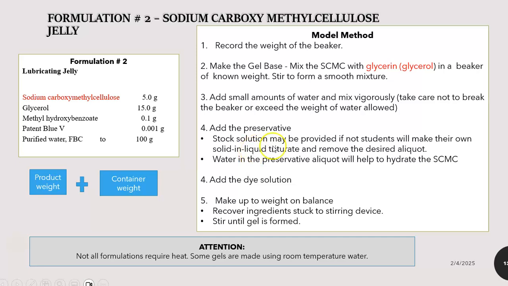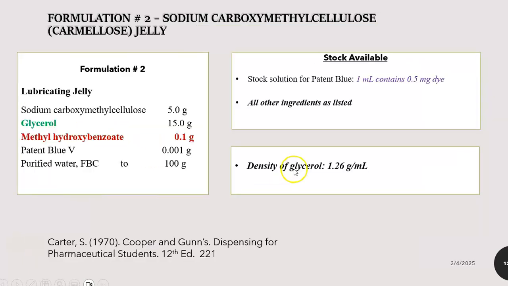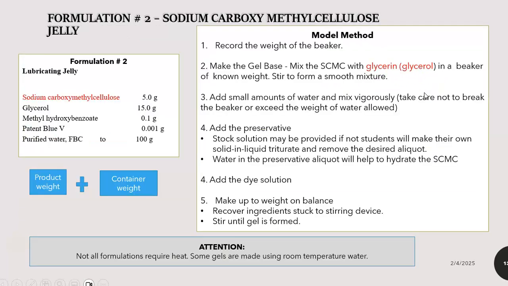Now, if a stock solution was provided, all you have to do is to do your calculations, find out the aliquot carrying the 0.1 gram, and simply add it to your recipe, followed by the dye solution, right? And of course, again, you have to do your calculations. We need 0.001 gram of patent blue. So based on the calculation for the 1 mil has 0.5 milligrams, you have to do your calculations. So that's a little interconversion between milligram and gram. That shouldn't be too difficult for you. Once you've done this, you recover.